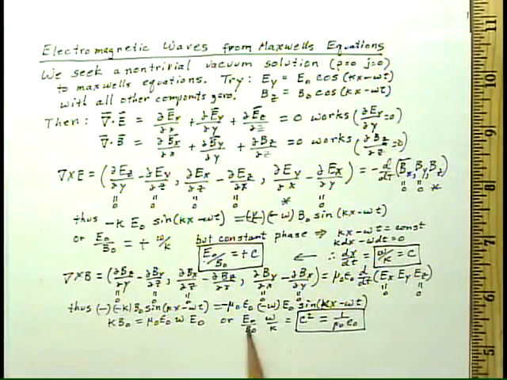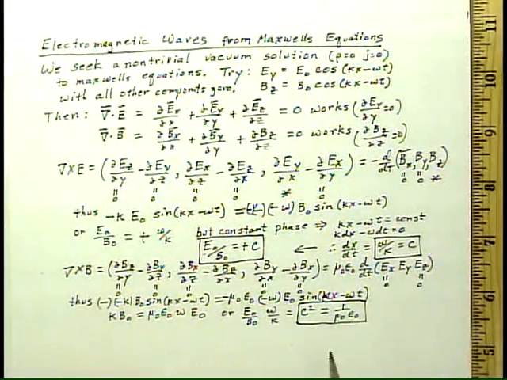But E naught over B naught is equal to c, and omega over k is equal to c, so this term here is equal to c squared. So now we get the restriction that c squared must equal to this, or equivalently, the incredible result that the speed of the electromagnetic wave as it travels along has to be exactly 1 over the square root of mu naught epsilon naught.